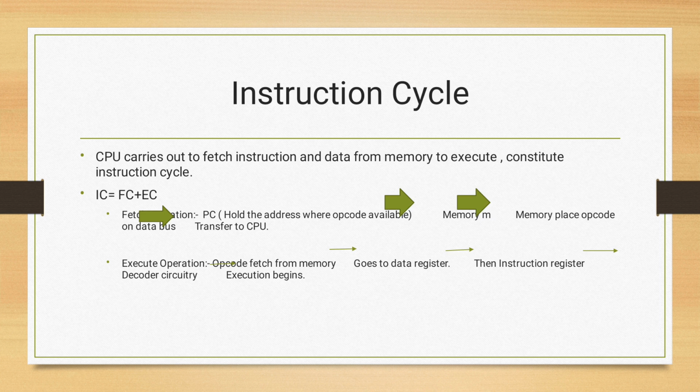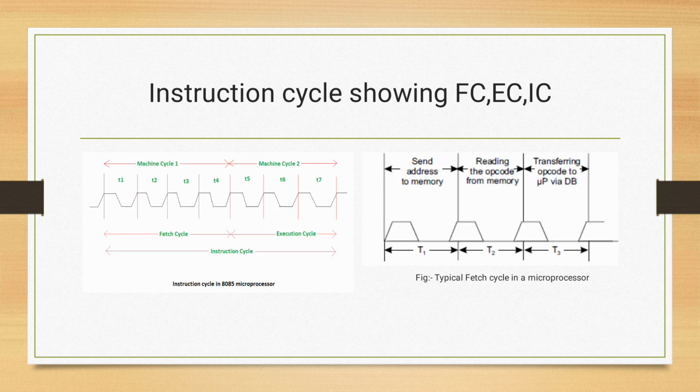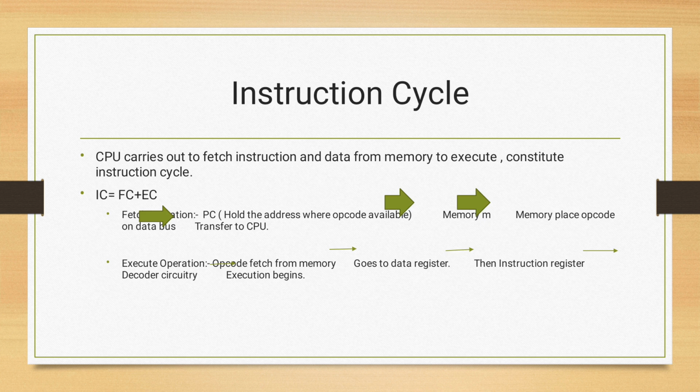So the instruction cycle basically constitutes the fetch cycle and the execution cycle. So IC is equal to FC plus EC. FC is known as the fetch cycle and EC is known as the execution cycle. During the fetch operation, the PC or program counter holds the address where the opcode is available. Then it will be transferred to the memory, and the memory places the opcode on the data bus, then it will be transferred to the CPU.